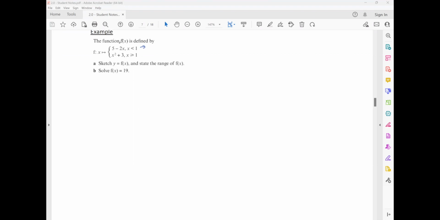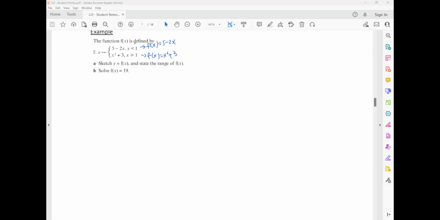The first one, you can rewrite as f of x equals 5 minus 2x. The second one you can rewrite as x squared plus 3. It's up to you. You don't really need to rewrite this. I'm just showing you that you can change the mapping function back to a normal function. Part A: sketch f of x and state the range of f of x.